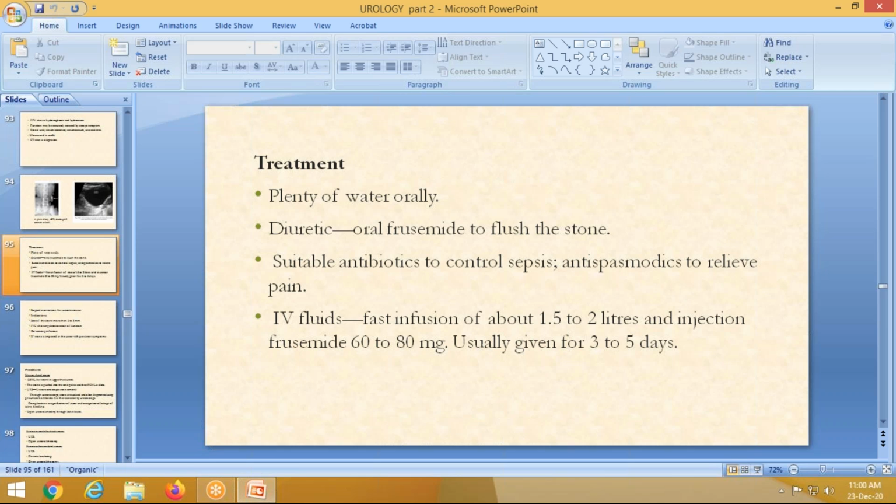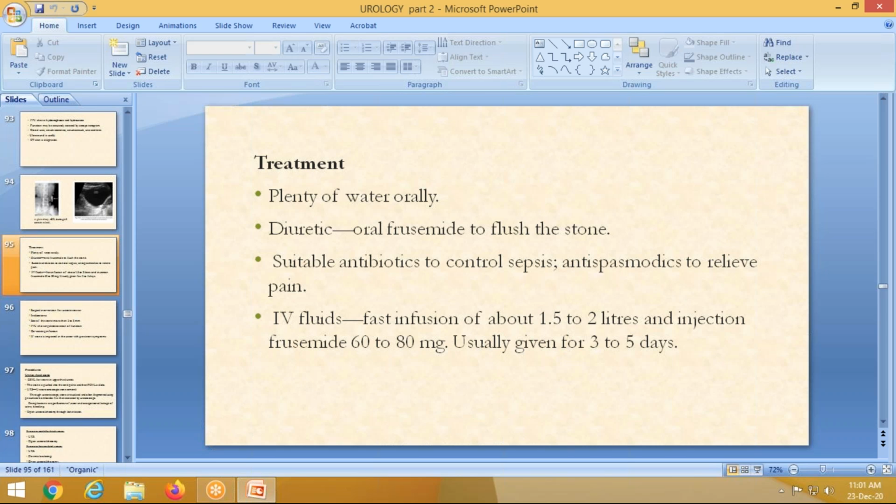And the patient may have pain. That pain may be due to spasm of the ureter. That spasm should be relieved by antispasmodic drugs like dicyclomine hydrochloride. Whenever there is a spasm, severe renal colic or urinary colic, you should give some antispasmodic drugs like dicyclomine hydrochloride or cyclopam.